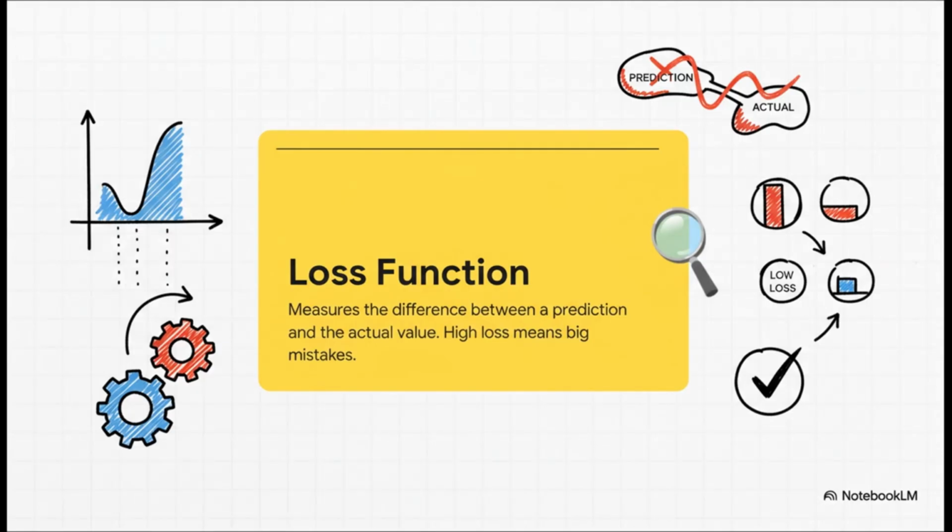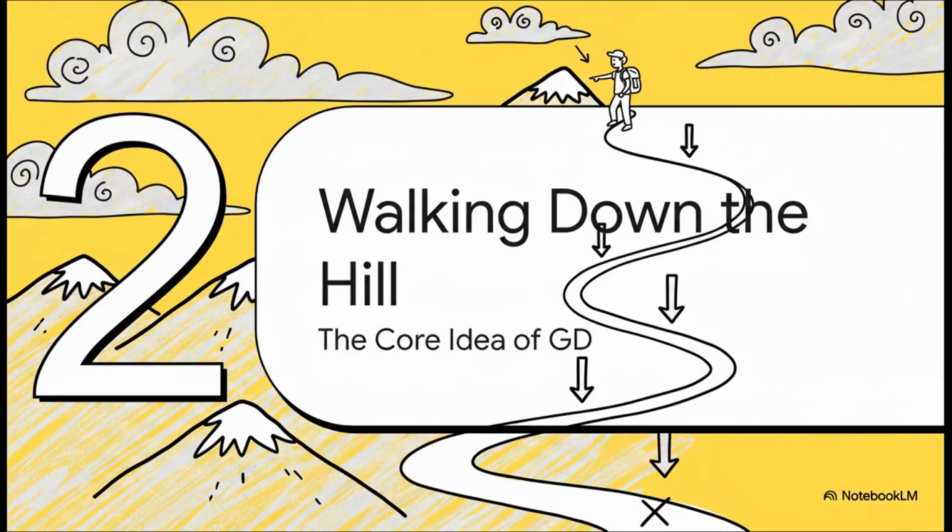Okay, so if we want to minimize mistakes, we first need a way to measure them, right? And that's where this thing called a loss function comes into play. Just think of it like a scorecard for the AI. It looks at the AI's guess, compares it to the actual right answer, and gives it a score. A really high score, a high loss, means, whoa, you were way off. A low score means it was pretty much spot on. The entire game is to get that loss score as close to zero as machinely possible. So the big question is, how does the AI actually knock that score down?